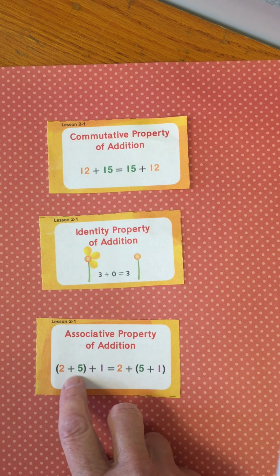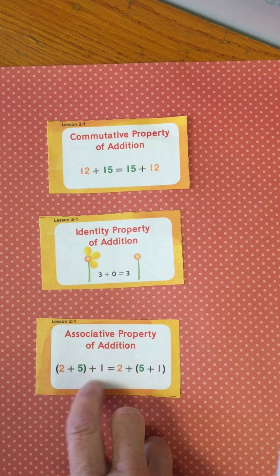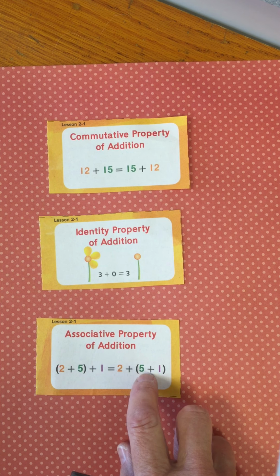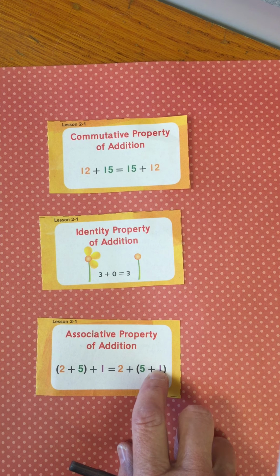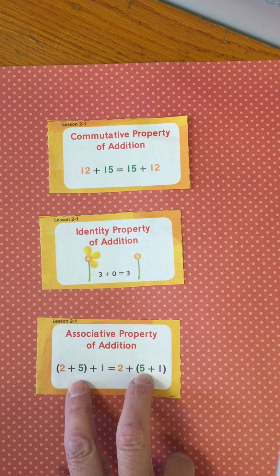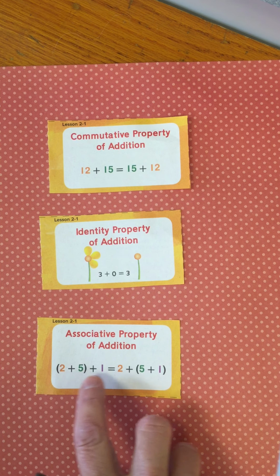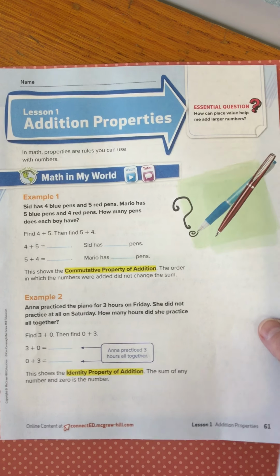So on this side, 2 plus 5 is 7. So that's 7 plus 1 equals 8. Over here, I go to the parentheses that's moved to the end, and I go 5 plus 1 is 6. 6 plus 2 is 8. So I still get 8 in both places, but I've moved the parentheses. That is associative property. Okay, so that's all 3 properties in a nutshell, but let's give it a try now.